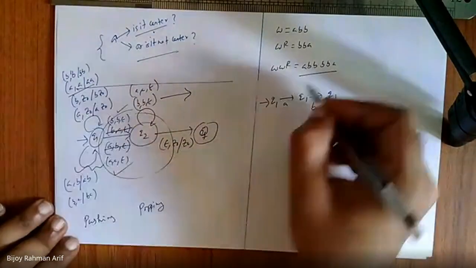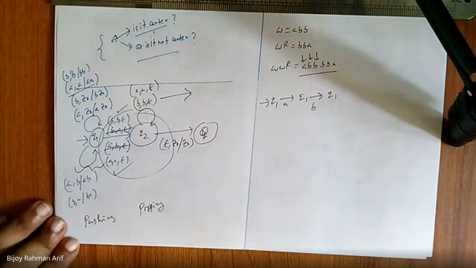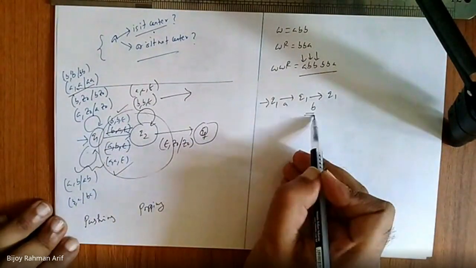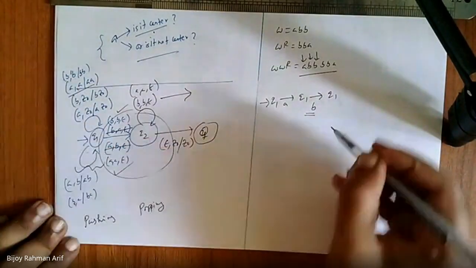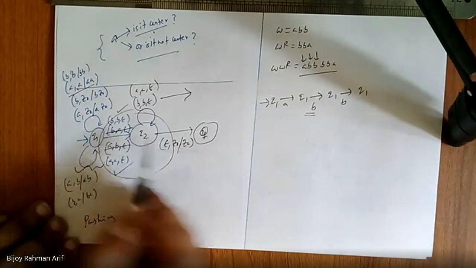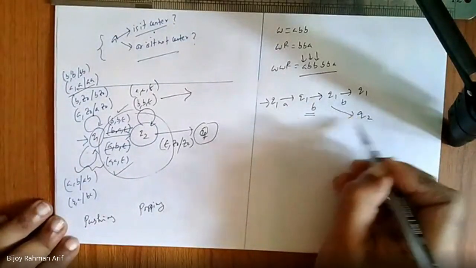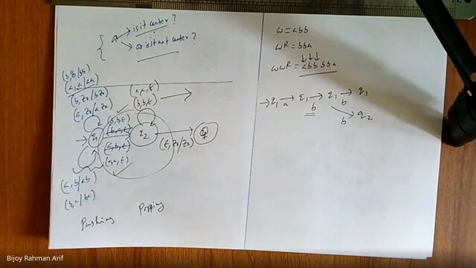Now I get another B. What can I do? Top is B and I get another B. So either I can stay in Q1 or we can go to Q2. Top is B, I get a B, I can go to Q2. So here I have a branch. Did you get it? Yes.